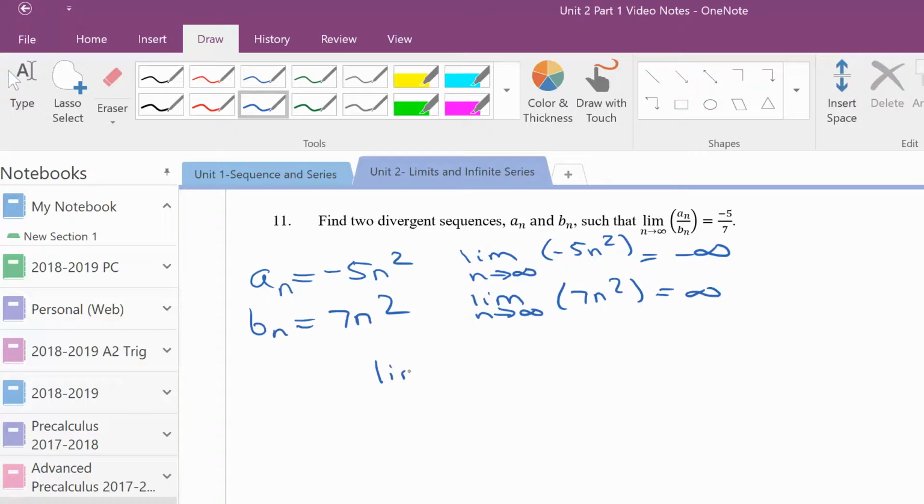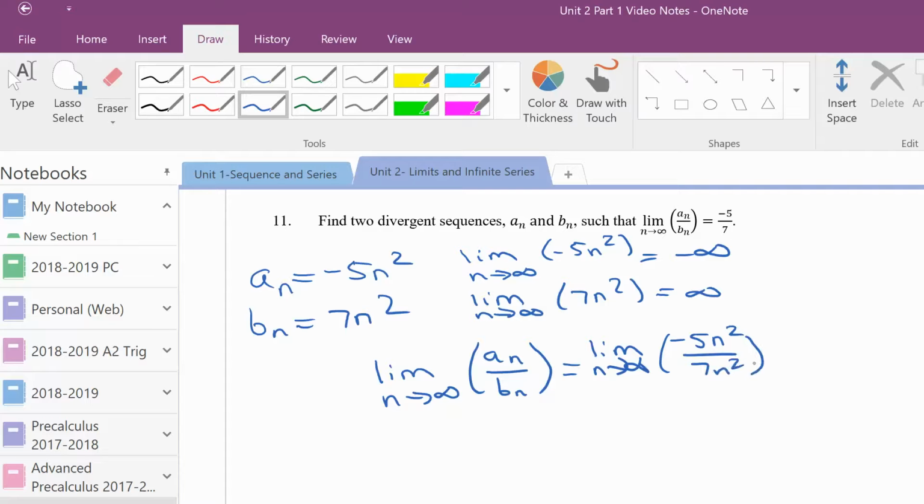However, if you take the limit as n approaches infinity of a sub n divided by b sub n, that's the limit as n approaches infinity of negative 5n squared over 7n squared, and by observing the highest powers, it's negative 5 over 7.